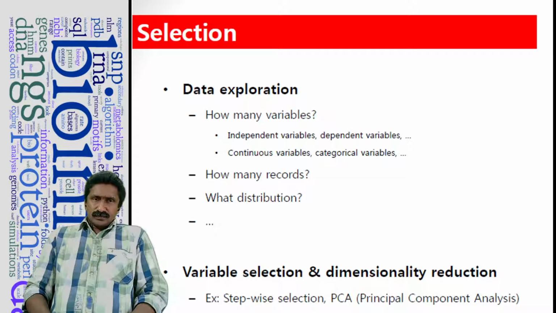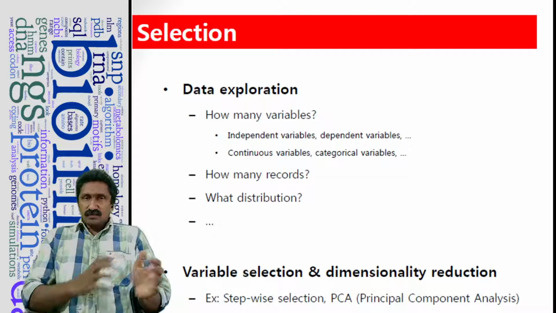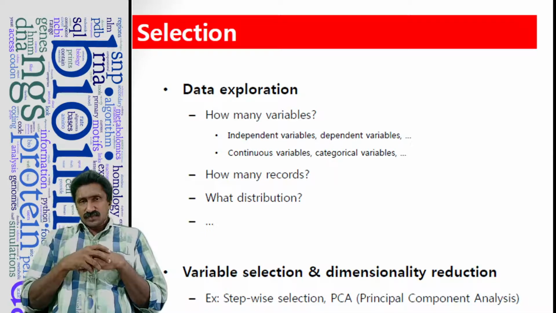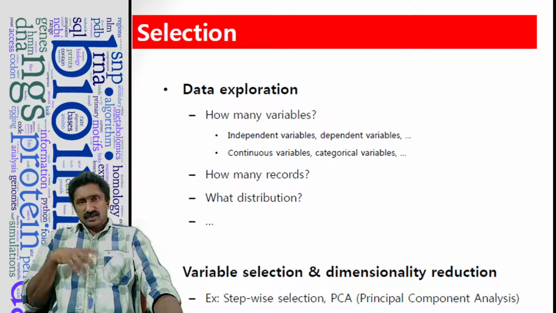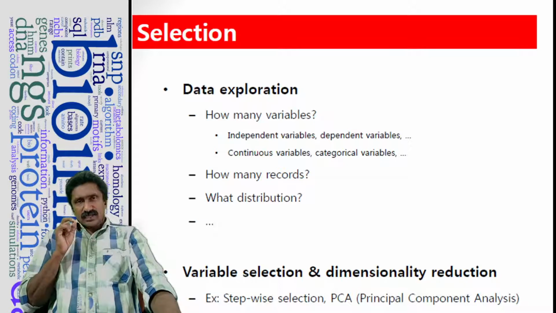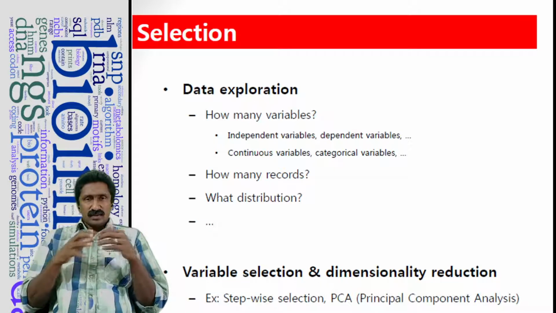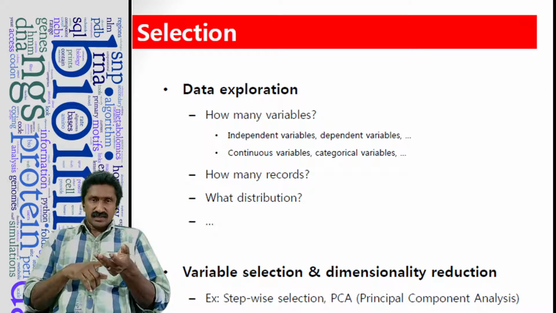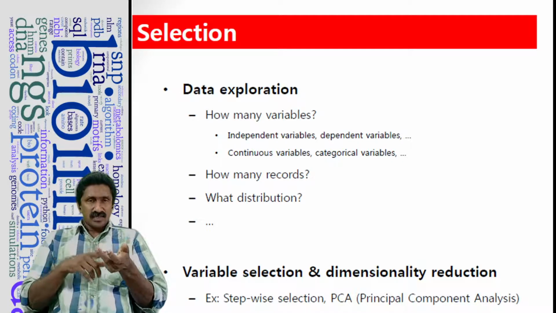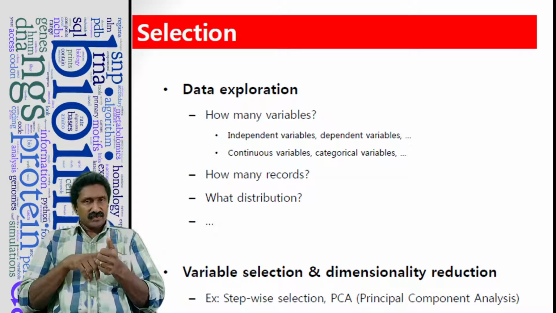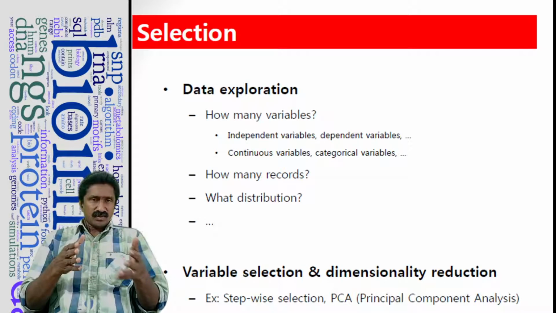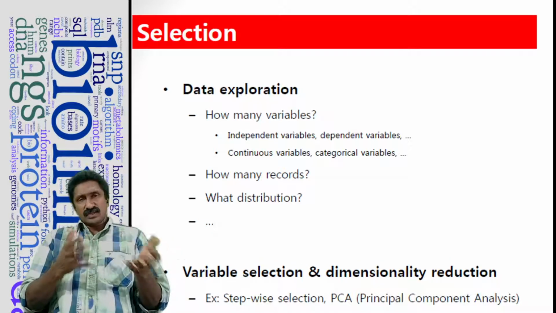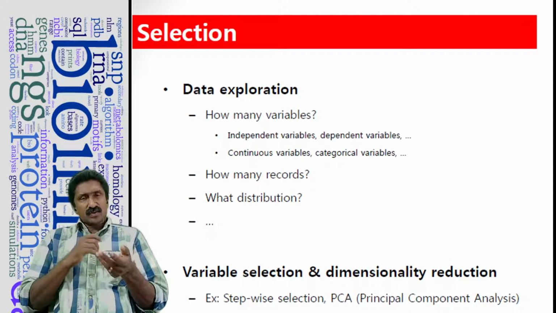Now, the first step is the selection process from the data warehouse. Then data exploration is the first possibility, where you look at what type of data is there. How many variables are there in the database? Independent variables, dependent variables, continuous variables, categorical variables. These are all statistical terms, and I'm not going to discuss that. So what type of variables, how many variables, and how many records are there in the data?